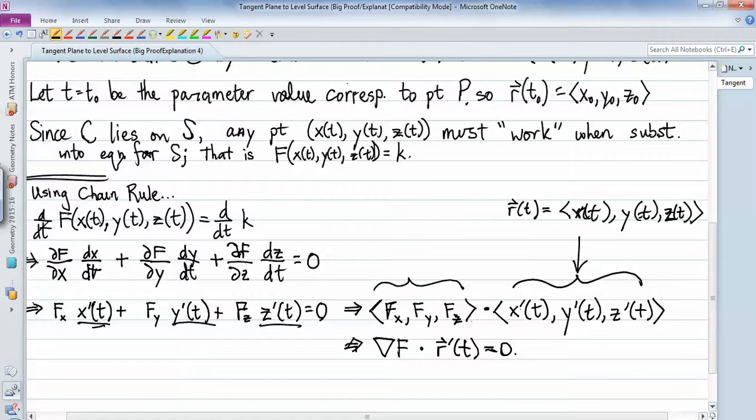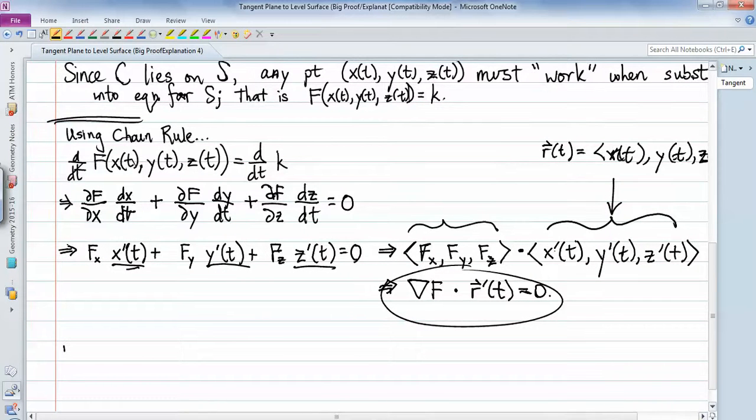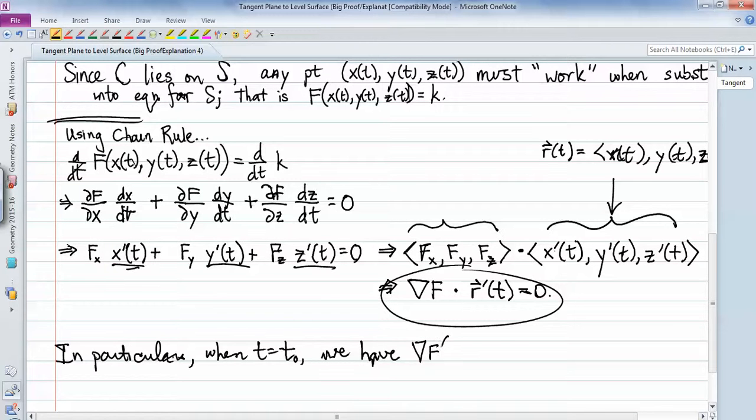Okay. So here, we're going to kind of use that. In particular, when t equals t naught, we have that the gradient of F at x naught, y naught, z naught, sorry, dot r prime at t naught has to be 0.